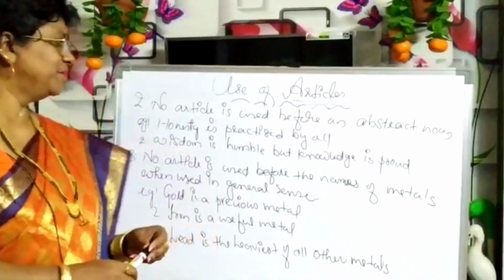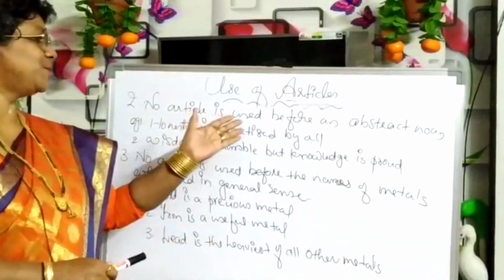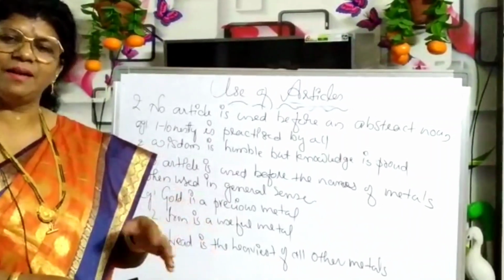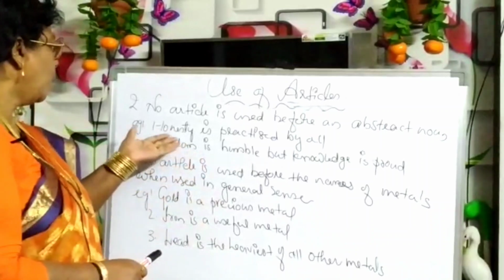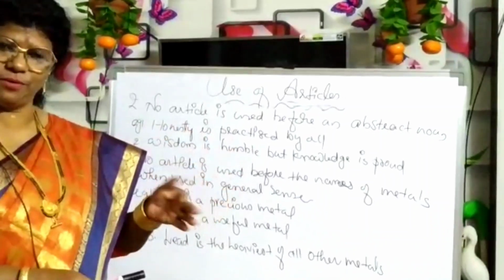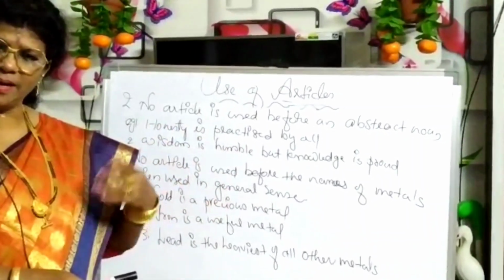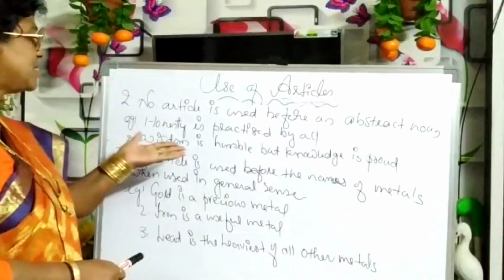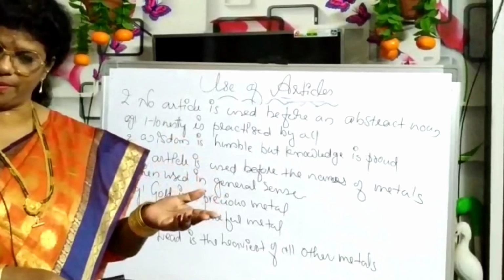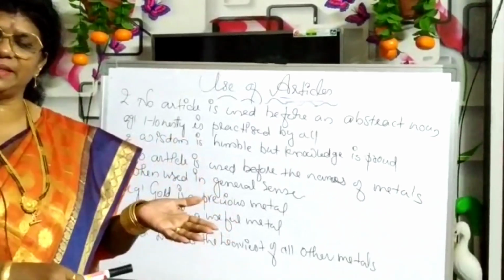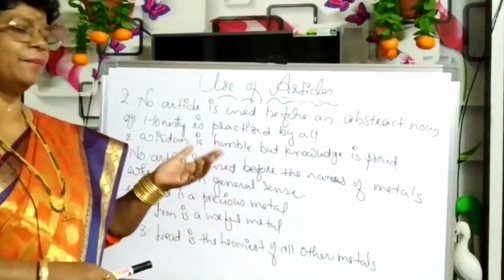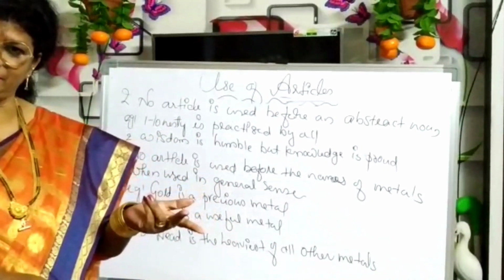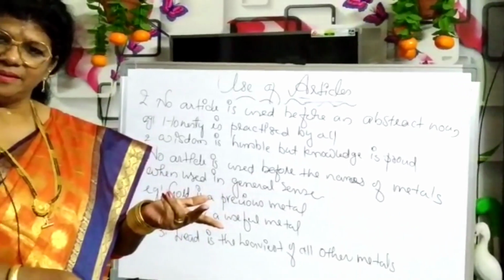Okay, third one. No article is used before an abstract noun. What is abstract noun? We can feel it, but we can't see it. Honesty is practiced by all. Are you all practicing honesty at home, at school and everywhere else? Okay, you have to practice. Wisdom is humble but knowledge is proud. Wisdom, getting wisdom is very humble. But if you have knowledge, you will feel so proud of yourself. Am I right? Right, okay?